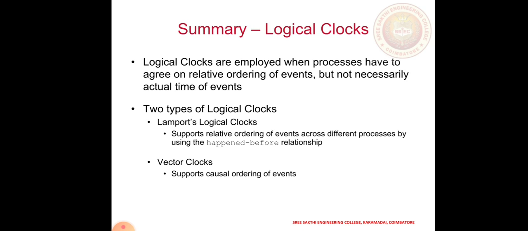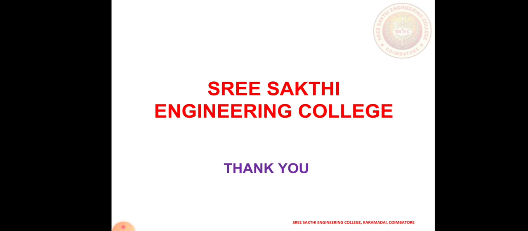A logical clock is employed whenever the processes have to agree on a relative order of events, but not necessarily the actual time of the events. Two types of logical clocks are maintained: one is the Lamport logical clock, another is the vector logical clock. We have discussed the vector logical clocks enough in previous slides, and the Lamport clocks we have also discussed enough. The thing is that we have to maintain the clock event timing. That is a very important thing. Thank you to all.